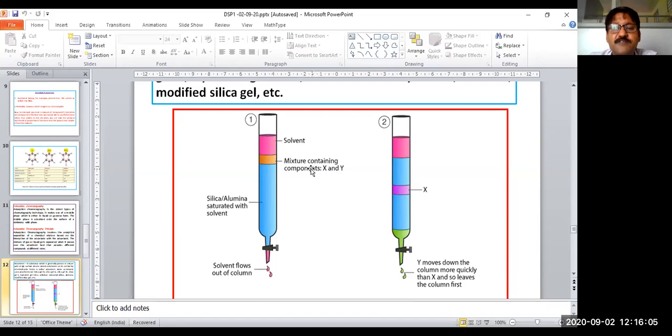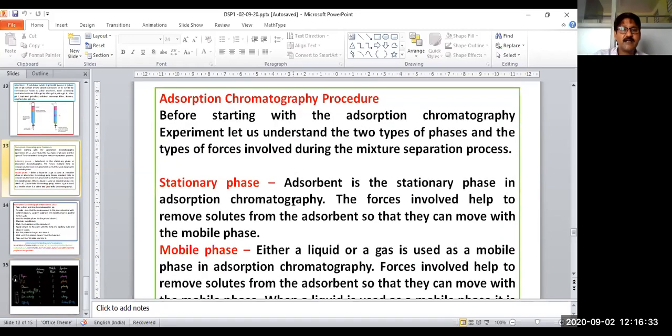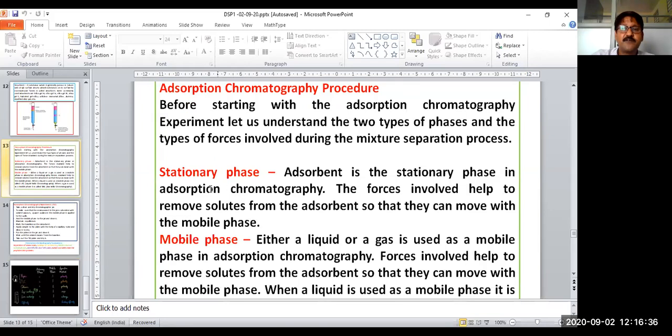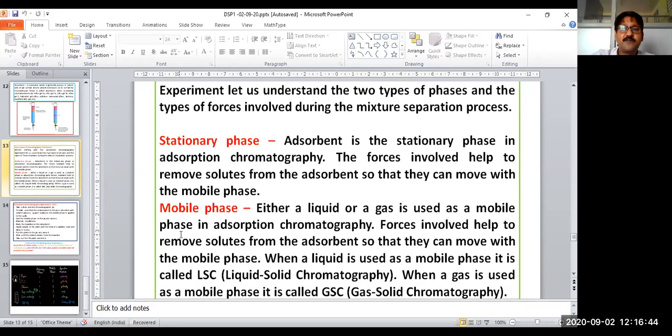You can see here the solvent. It is a mixture containing X and Y. The solvent will start flowing. After flowing, you collect the sample at the bottom and analyze what is there. So Y moves down the column more quickly than X, so it leaves the column first. Therefore, X has more affinity towards the solid, Y has more affinity towards the solvent. So this is a method of understanding a chromatographic operation. In the adsorption chromatography procedure, we have a stationary phase on the surface of a solid, and a mobile phase, either a liquid or a gas, is used.